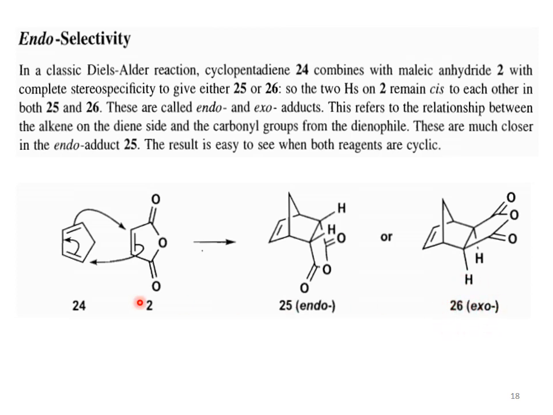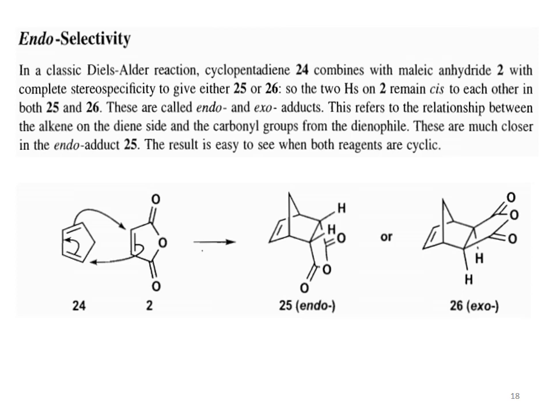So this reaction is called endoselectivity. In 2, this maleic anhydride, one hydrogen is attached to this double bonded carbon and the other hydrogen is attached to this double bonded carbon. So these two hydrogens are cis to each other. Therefore, in the previous slides we described that the stereochemistry of the reactant is reproduced in the products.